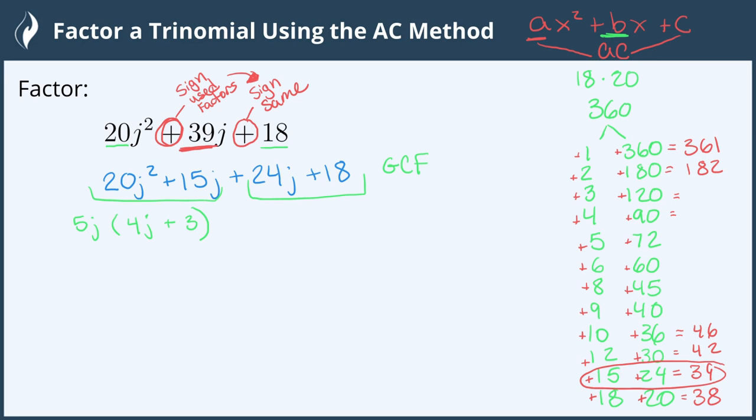Now we're going to look at the next two. We have 24 and 18. Both of those are divisible by positive 6. Then we can take out 6, and we are left with 4j plus 3.